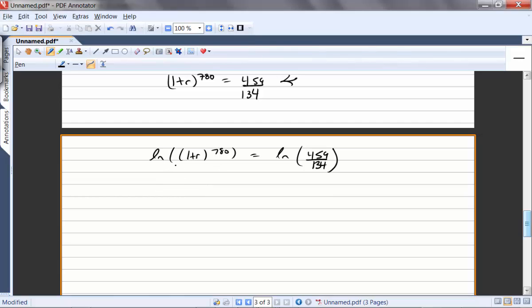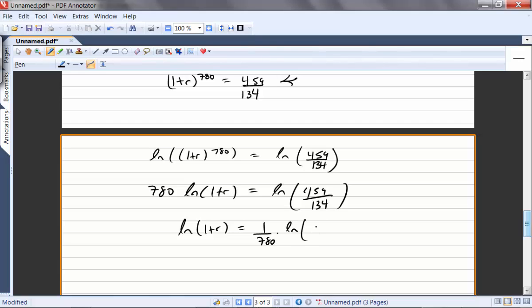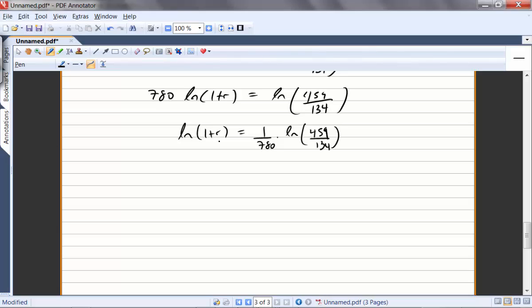So here, to isolate 1 plus r, now we invoke the property of logarithms. We take out the exponent. And then we divide both sides by 780. Then we need to isolate 1 plus r first, so we have to get rid of the natural logarithm. We take e and raise it to the power of both sides, and that gets rid of the logarithm over here. Then we have r equals the right-hand side minus 1. I did 2 steps to go from here to here.